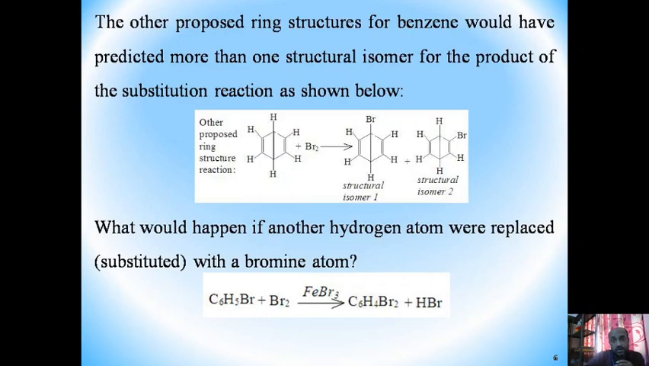The other proposed ring structure for benzene would have predicted more than one structural isomer for the product of the substitution reaction, as below. Here only one thing is there: isomer. What do we mean by isomer? Isomer means the same molecular formula but structurally different from each other. So in that reaction, the first proposed ring structure of Kekulé, when treated with bromine, will give two isomeric forms: structural isomer 1 plus structural isomer 2. Bromine may be attached at position 1 in structure 1, or in structure 2, bromine may be attached at position 2. This is hypothetical, that is, only the position of the bromine atom.